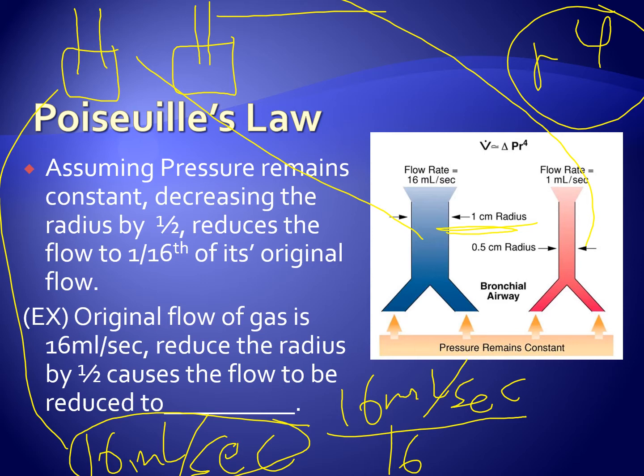So if I ask you what the new flow rate will be, and we're going from big to small, you divide by 16. If we're going from small to big, you multiply by 16, okay? So here, I'm going from a big straw to a small straw, right? And I cut my radius in half. So I'm dividing by 16. So 16 over 16 equals 1. So my new flow rate will be 1 milliliter per second. That's a big difference.